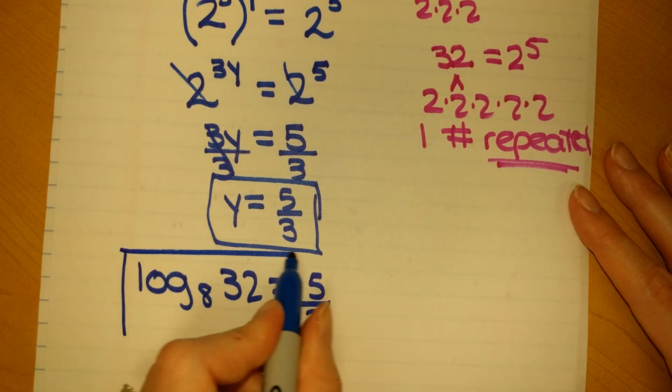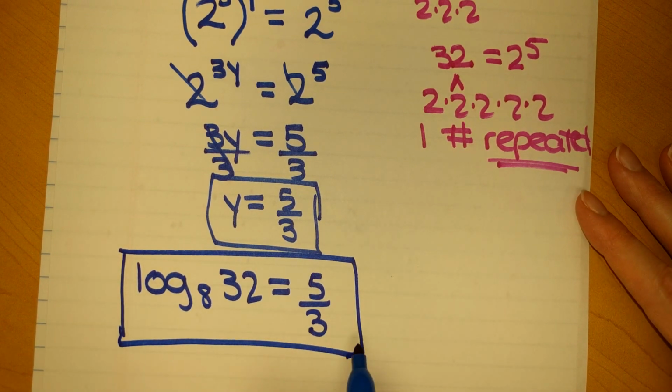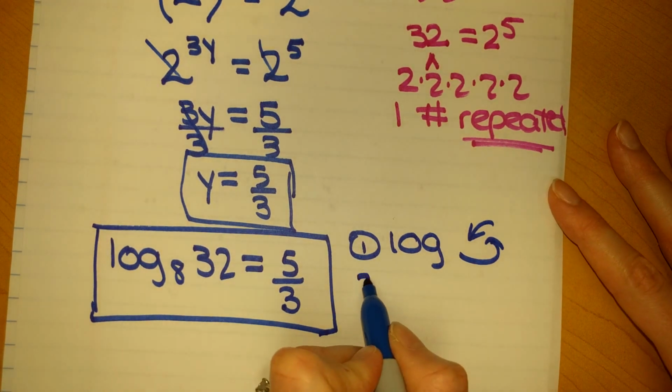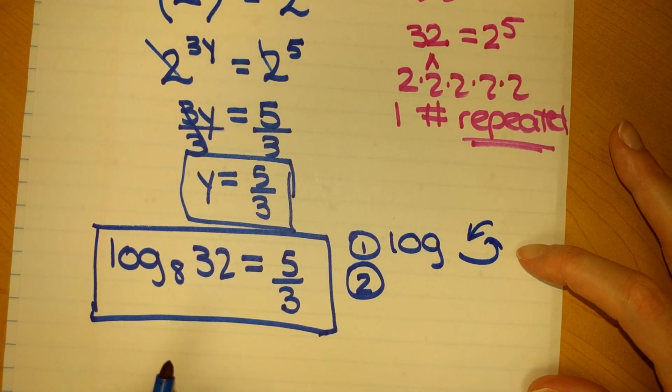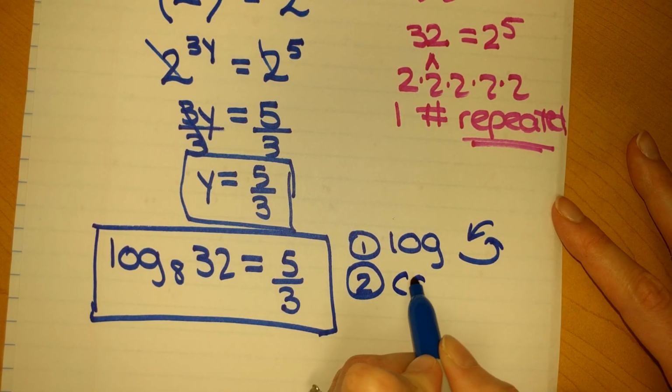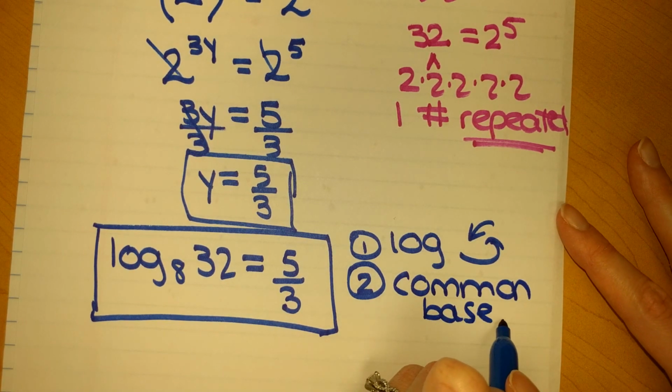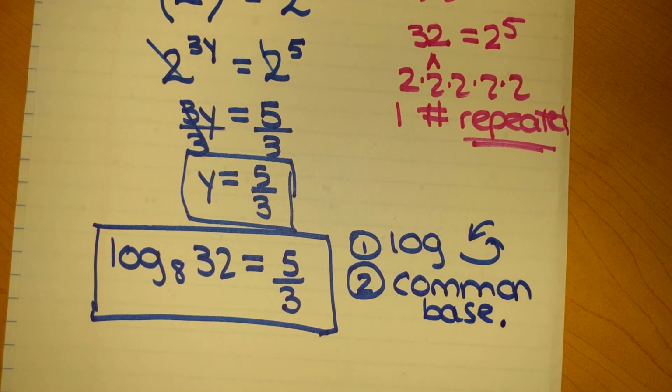So when you're trying to evaluate the log without a calculator, what you are going to do for the log, you do the little raise equal to loop-de-loop. And then once you get out of that logarithm, you have an exponential equation. So you try to get a common base and then set those exponents equal. And whatever you solve for y, that is your answer for what the logarithm is equal to.